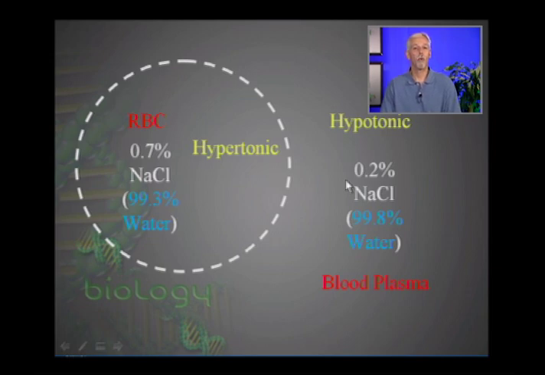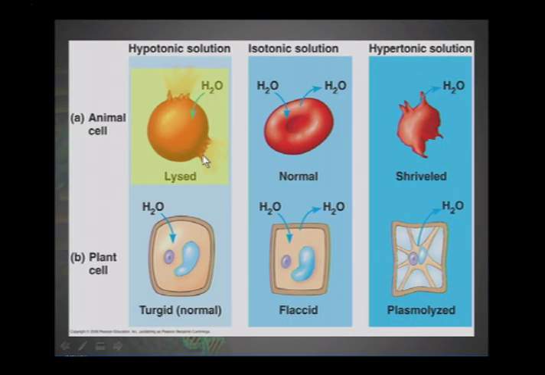And in which direction will water diffuse, or osmose, I should say? It will follow its concentration gradient into the red blood cell. And the consequence of that would be that the red blood cell would expand, but eventually rupture. And that, of course, would not be a good thing because you need red blood cells to carry your oxygen. Now, again, in a plant cell, if the cytoplasm was hypertonic, water would move in, but it really won't rupture the cell wall.